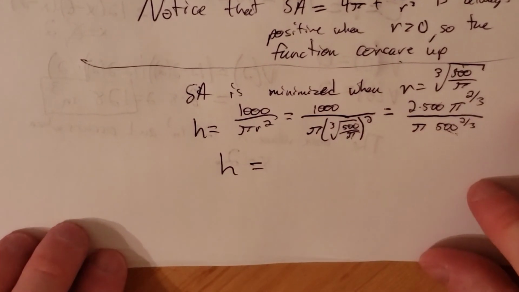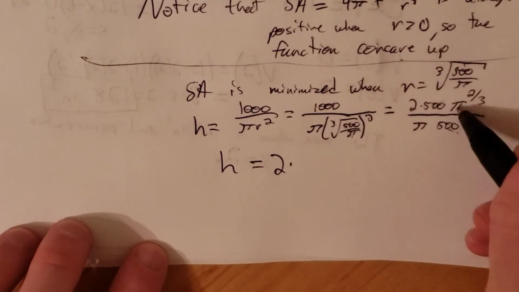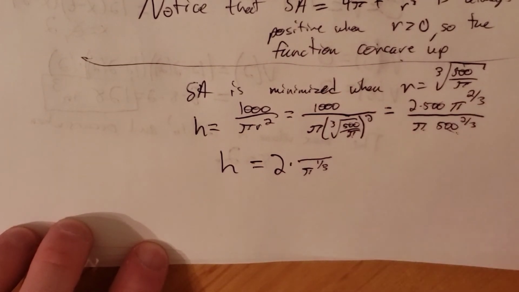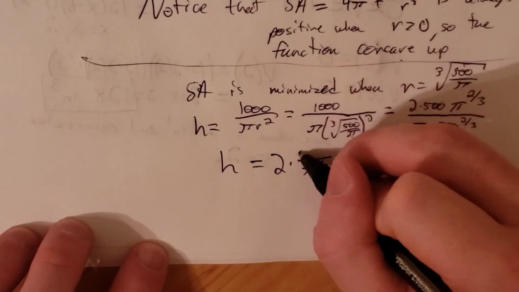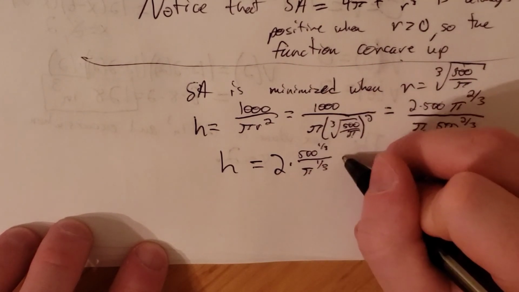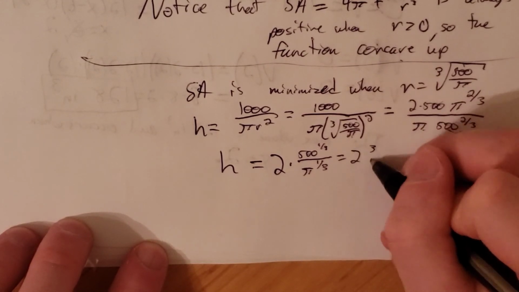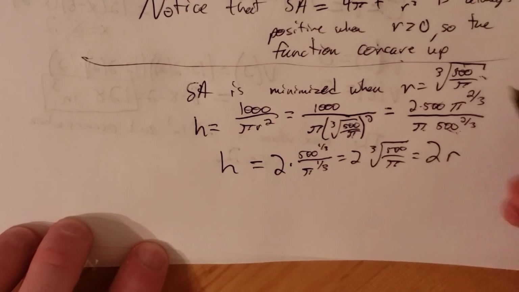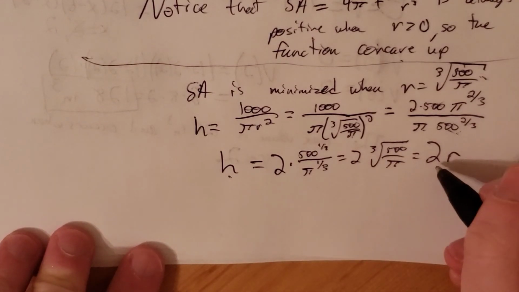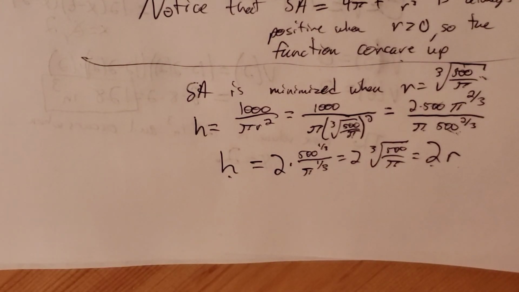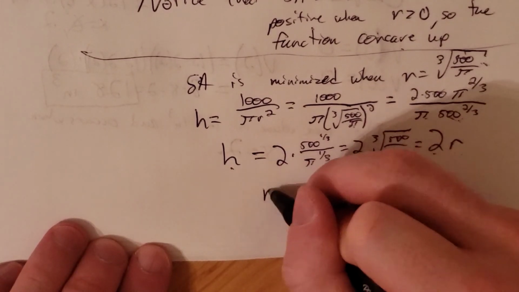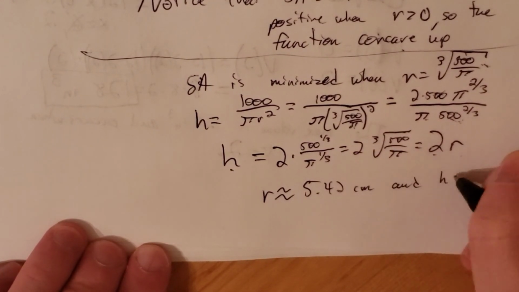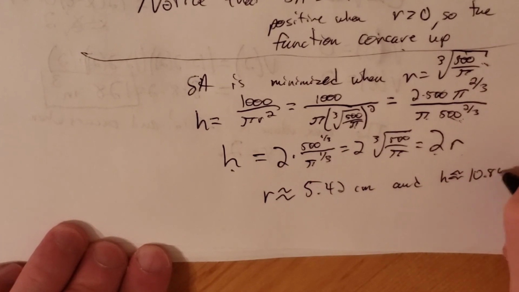So this tells us h is equal to 2 times pi to the 2/3 over pi, which gives us a pi to the 1/3 in the denominator. And then 500 over 500 to the 2/3 gives us a 500 to the 1/3 in the numerator. Hey, what is that? That is the cube root of 500 over pi, or in other words, that's just r. So the height is actually just equal to 2 times the radius, which in this particular case gives us r is approximately 5.42 centimeters, and h is approximately 10.84 centimeters.